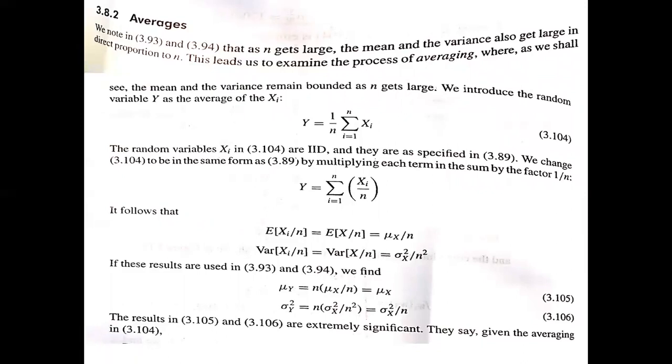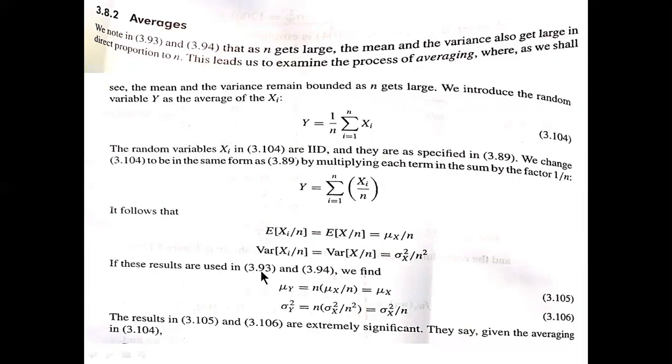In the averages, we'll take y equal to 1 by n times the sum of xi for i equal to 1 to n. The only difference is we had w here. Now y is w by n, that is 1 by n times w. So effectively, you can just take that inside: y equal to the sum of xi by n, i equal to 1 to n. So the mean, or expectation, of that will just turn out to be mu x by n, and the variance of that will just turn out to be sigma x squared by n squared.